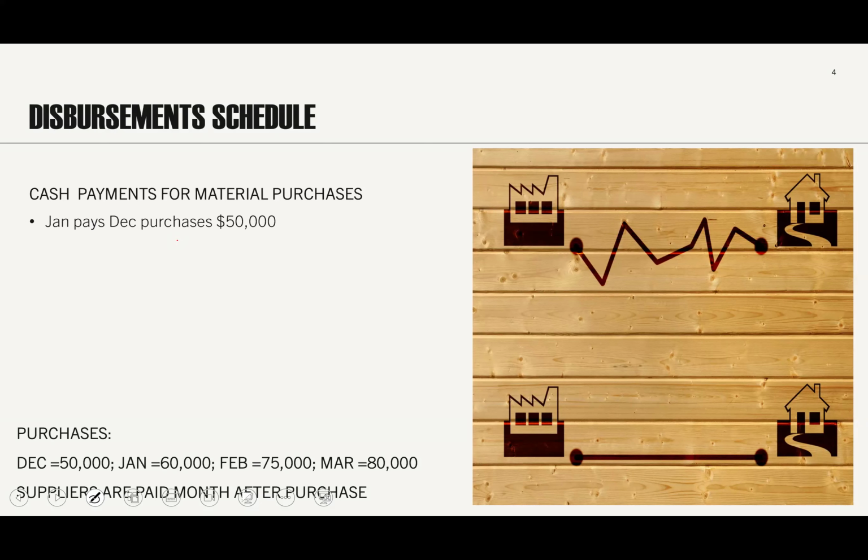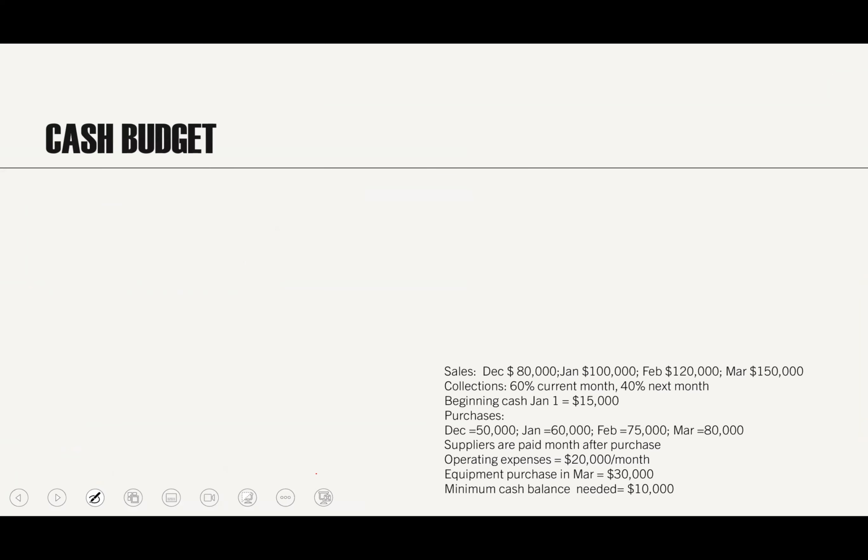Okay, cash payments for material purchases. In January, they are going to pay what they bought in December. Correct? And so on. February, they are going to pay what they bought in January. We continue. In March, they are going to pay what they bought in February. Okay. So, in this pattern, we have reached March, which is the end of the quarter. Okay. A possible question can be, what is accounts payable at the end of March? Can you answer a question like that? We'll come to that in a second.